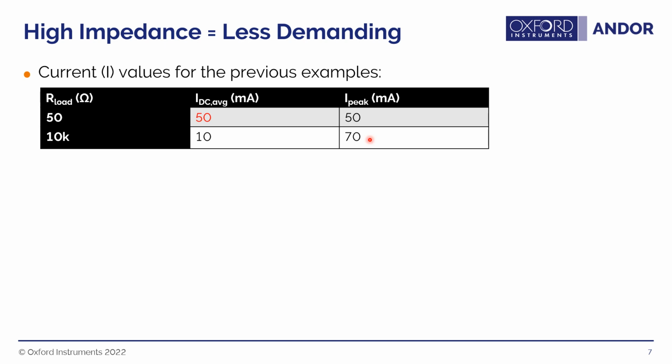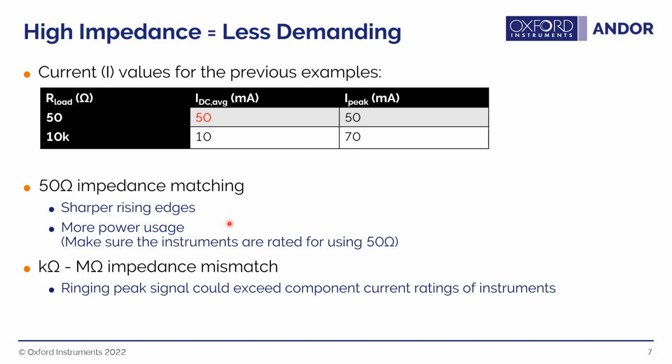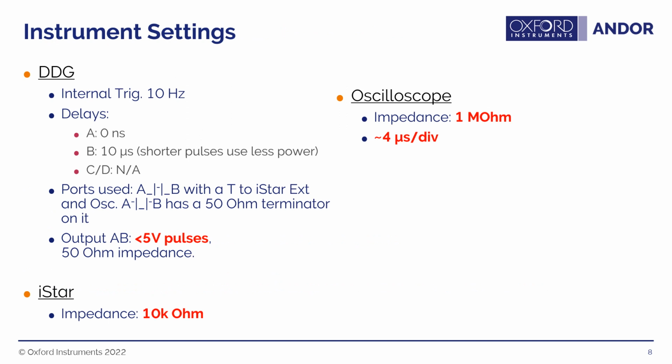voltage, always positive. So in the first example that we were looking at, the 50 ohm impedance, again, it had nice sharp rising edges, but it had more power usage. So make sure your instruments are rated for this. And in our example of mismatching the impedance between the systems, it created more ringing and peak signal intensity that can exceed the ratings of the components of your instrument. So you want to make sure that you're not damaging your instruments by mismatching the impedances.